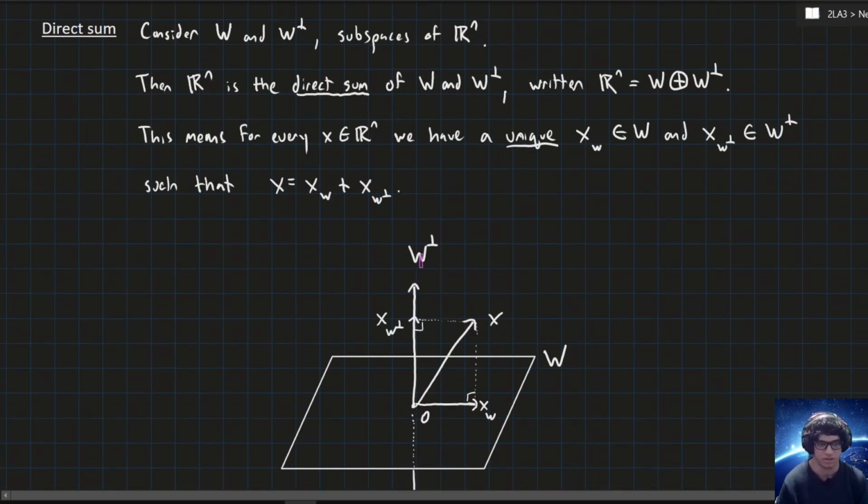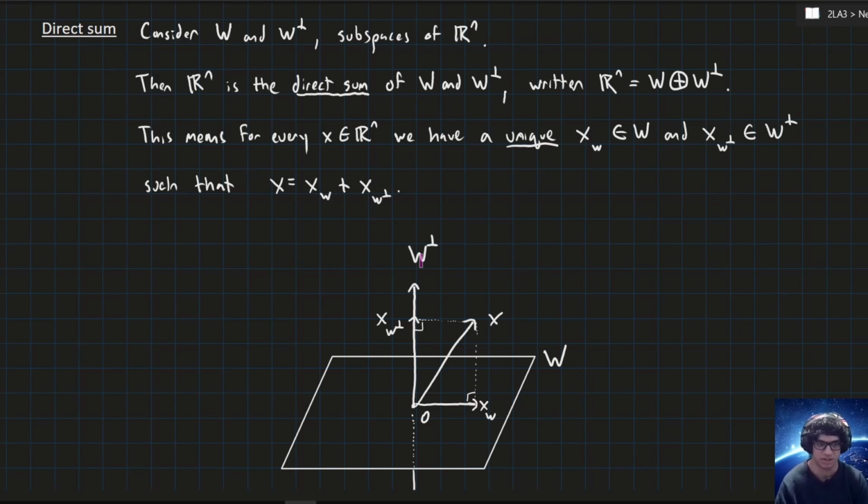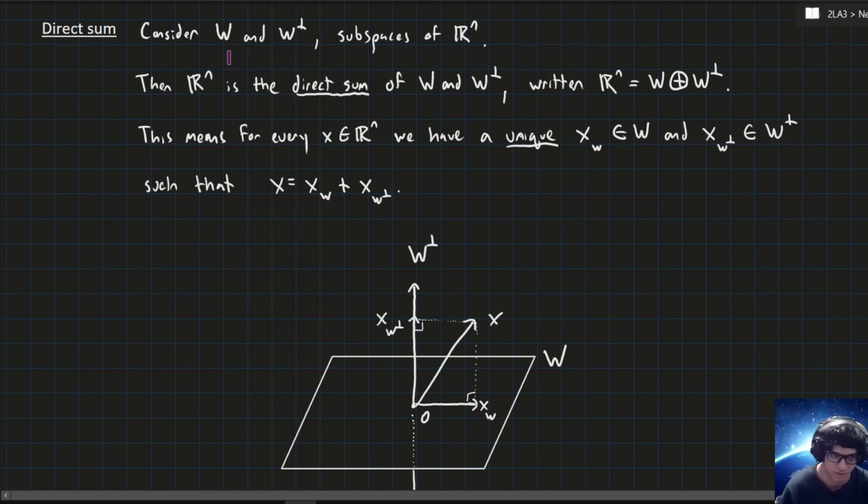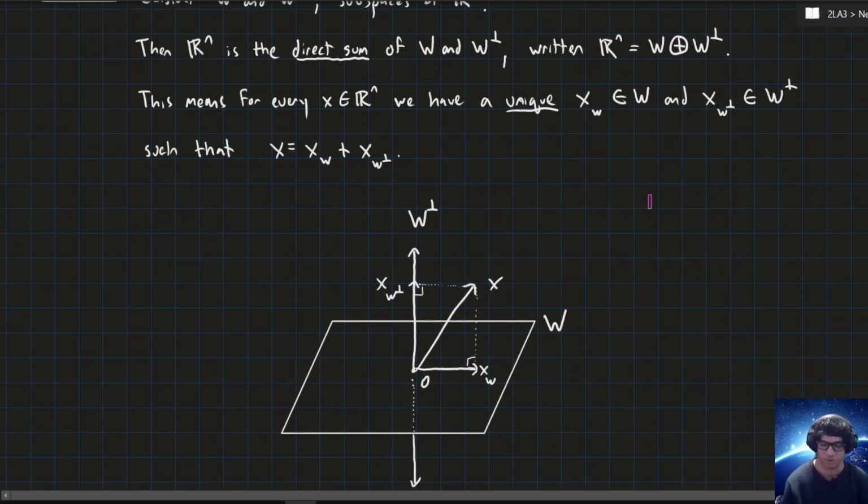The final property of orthogonal complements I want to discuss is what's called the direct sum property. Let's consider W and its complement W perpendicular, both subspaces of Rn. Now we say that Rn is the direct sum of W and W perpendicular, and we write it like this: Rn equals W, and then a plus with a circle around it, W perpendicular. So what does it mean to be the direct sum? This is a nice property.